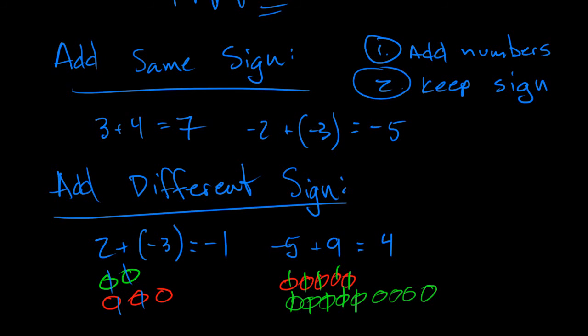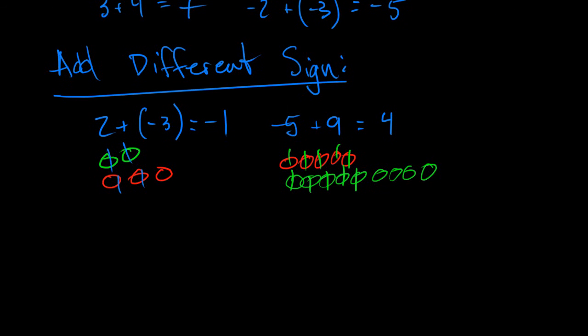Well, what we're really doing when we add numbers with different signs is we're subtracting. I had 3 negatives and 2 positives canceled out 2 of the negatives, and I ended up with 1 negative. Over here I had 9 positives, which was the bigger number, and 5 of them were taken away by negatives. I'm left with 4 positives.